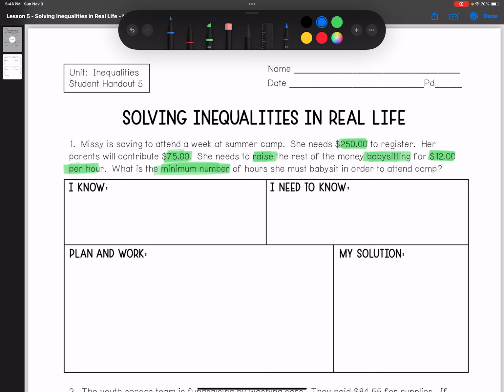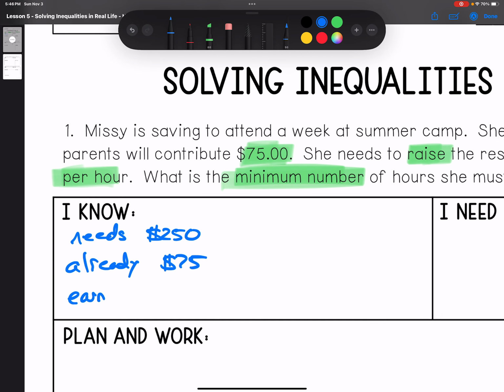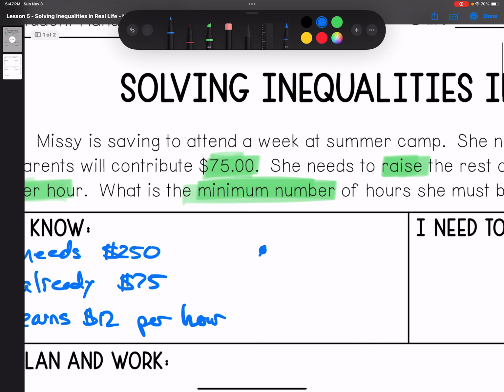I know that she needs $250. Guys, if you don't have some of this filled out, you need to be writing this. I know that she already has $75. If you have something that I don't have, you need to be writing it. And I also know that she earns $12 per hour. Also know that the sign will be greater than or equal to. I do know that.